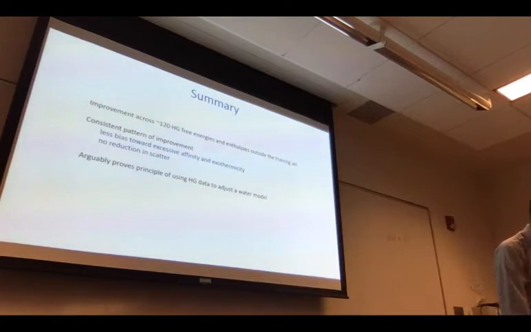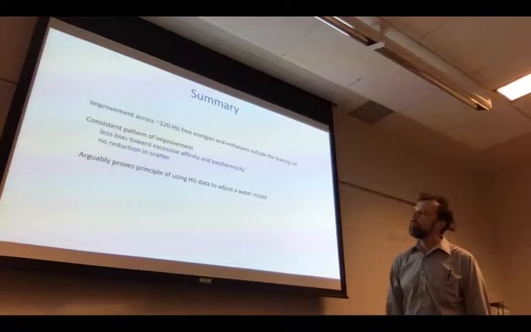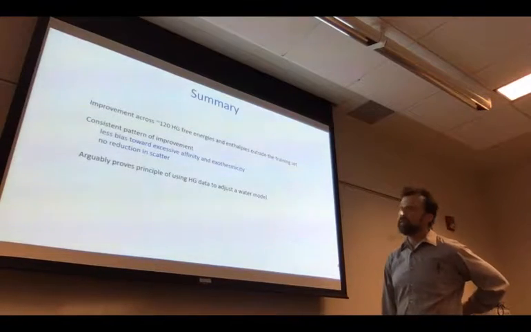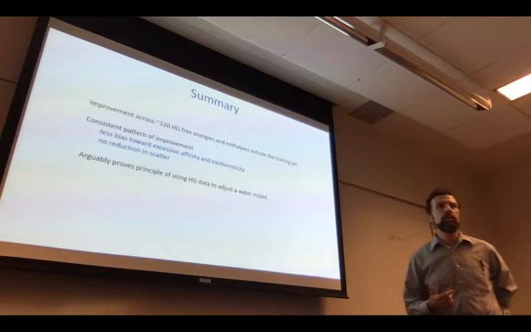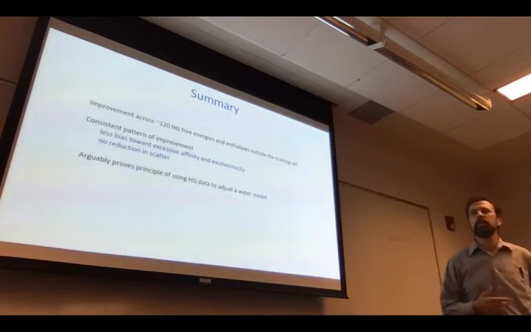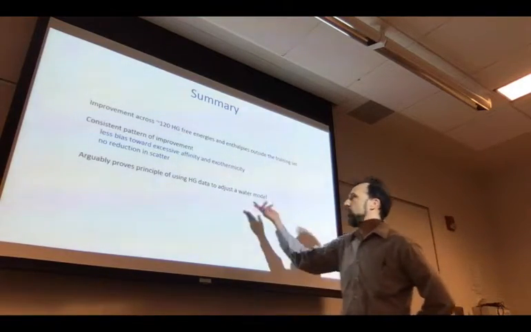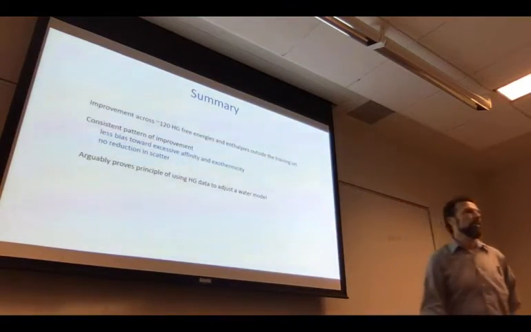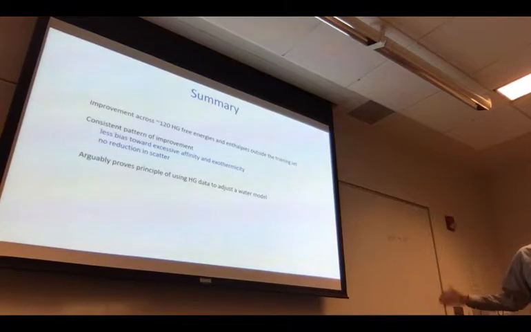So just to wrap up, the total data set is around 120 host-guest binding data, and we see a very consistent pattern. The character and magnitude of the improvement is uniform pretty much across them all. Less overbinding, no improvement in the scatter. And I would argue that this supports the idea of using host-guest data to improve at least a water model. It's basically trained on 6 data, and it generalized nicely.